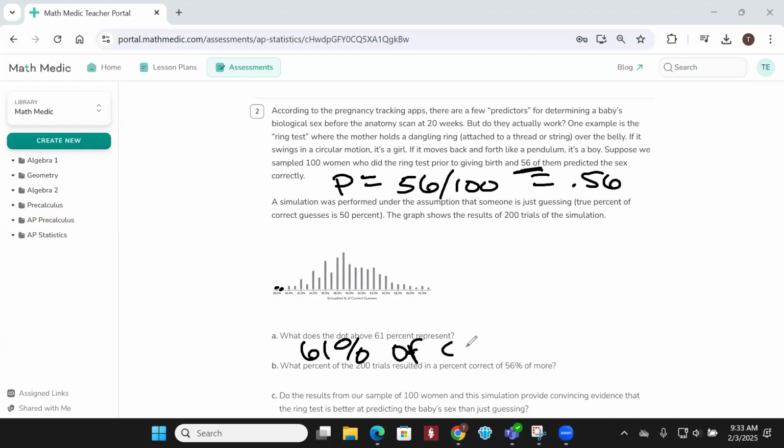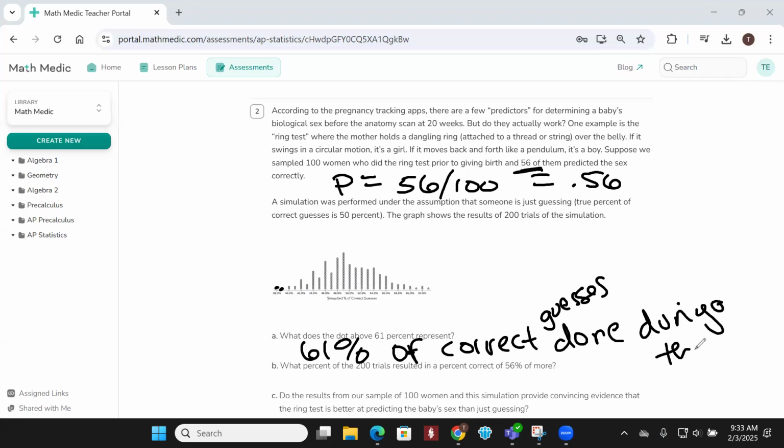61% of correct guesses done during that simulation. Okay, because remember, each dot represents one simulation. What percent of the 200 trials resulted in a percent correct of 56% or more? 12%. You would count up 24 and divide it by the 200, and that would give me 12%.